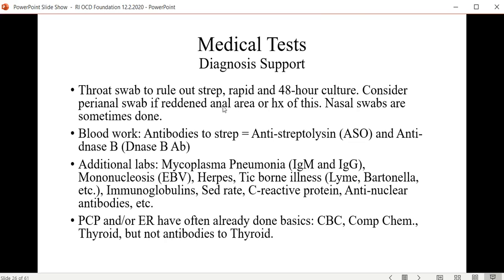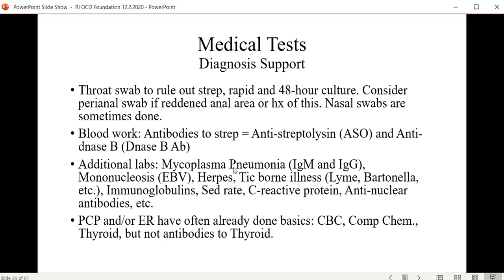If they have a history of any redness around their anus or irritation in that area, anal strep is not uncommon, especially in young kids, which is when strep is common. And sometimes nasal swabs are also done, because the strep resides not in their throat, but in their nose. We also measure antibodies to strep, with two measures: antistreptolysin, which is called ASO, and anti-DNase B. These are blood work.